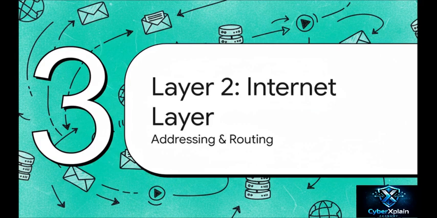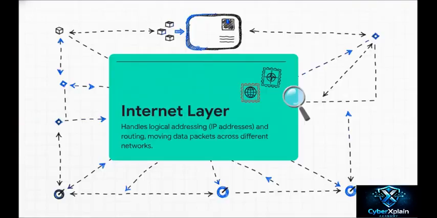Okay, moving on down to layer 2, the internet layer. Our data's all packaged up. Now we need to put the full address on the envelope and figure out the exact route it's going to take to get there. This layer is like the global postal sorting center.